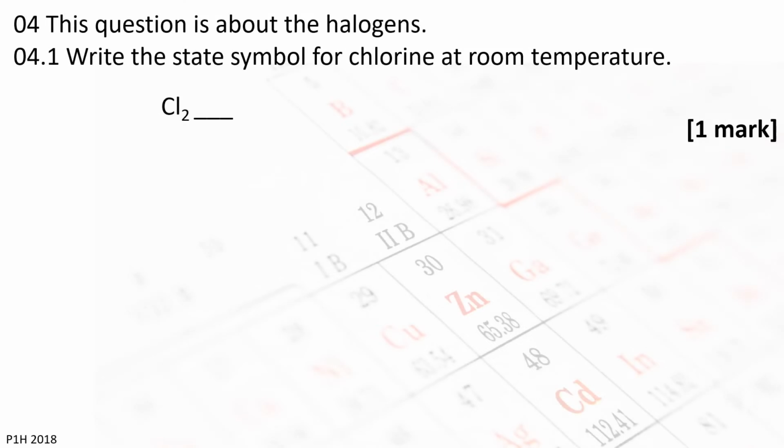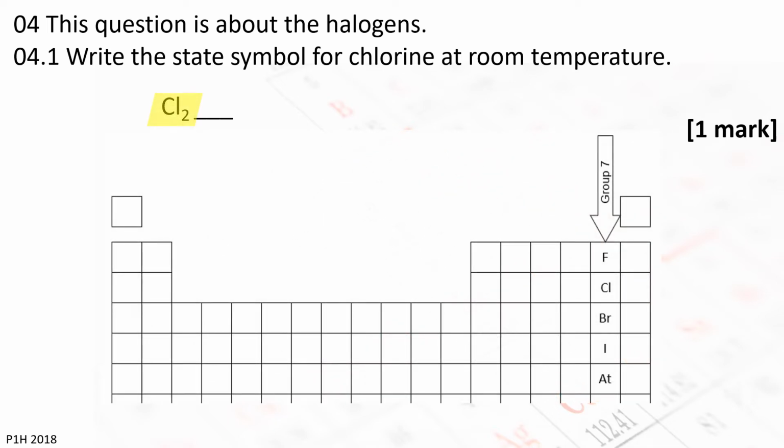Here's the question. This question is about the halogens. Write the state symbol for chlorine at room temperature. This is the chemical formula for a molecule of chlorine. Chlorine is in group 7 and as the question states, it is a halogen. This is a group that you should learn to recognise.